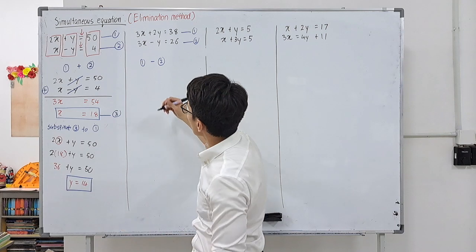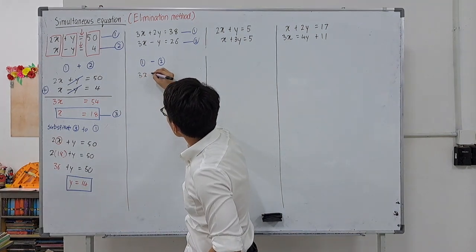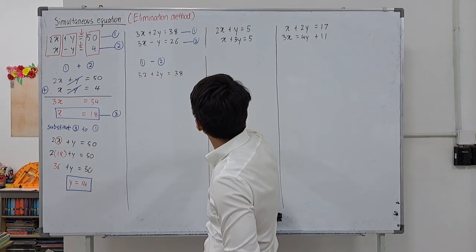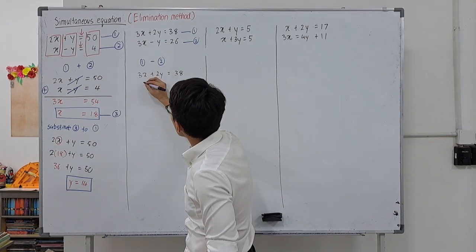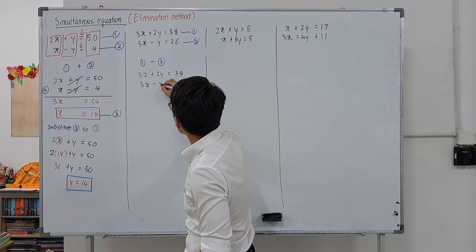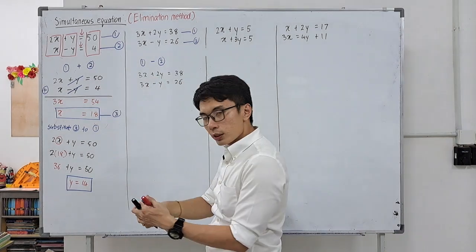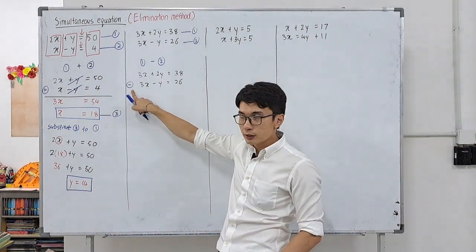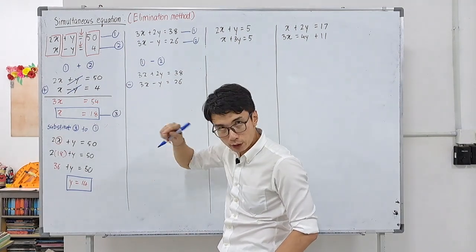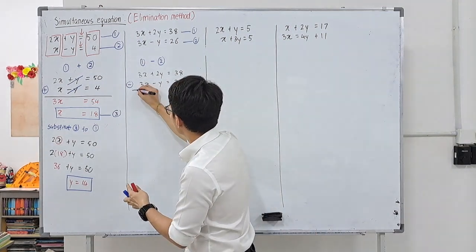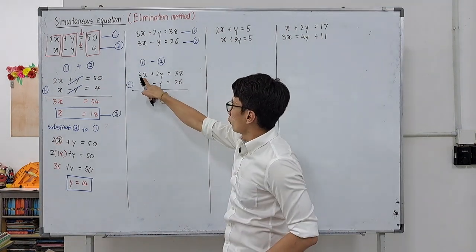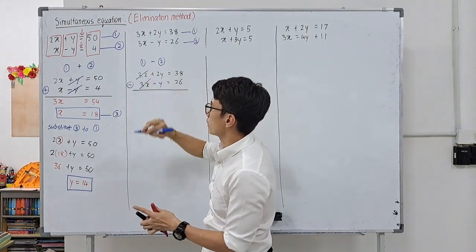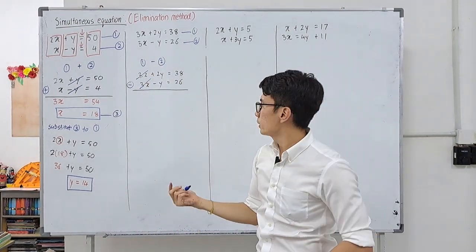Okay? So let me write down my equation 1. That's going to be 3x plus 2y equals 38. Okay? So over here I have 3x minus y equals 26. So this time I'm going to subtract. Okay, always I will write another negative with a circle here, so I know I'm subtracting. So what's going to happen here? Now 3x minus 3x, alright, that basically will cancel out. I don't have to write 0 over there because I know they are cancelled out.